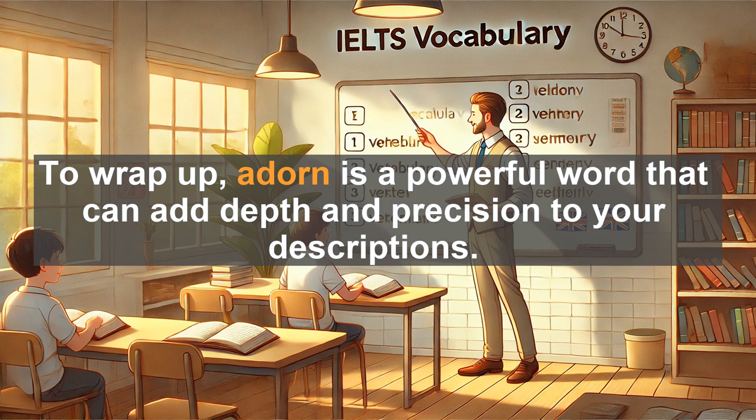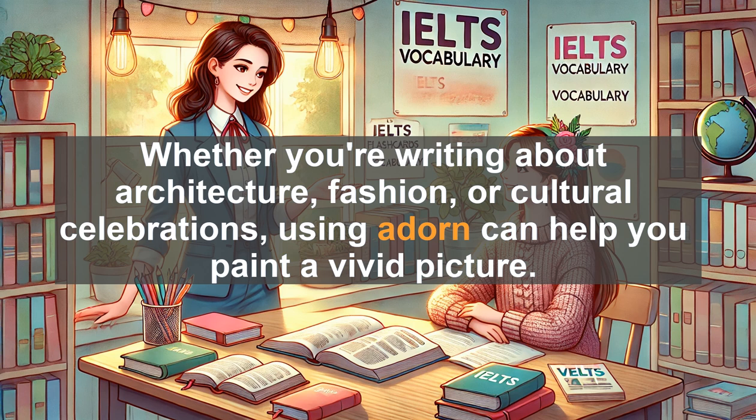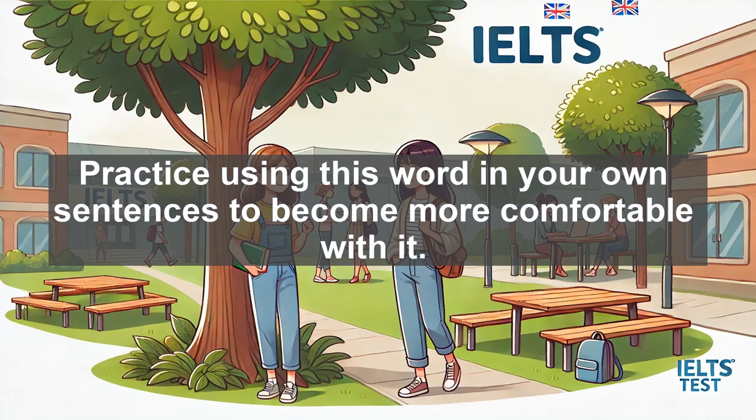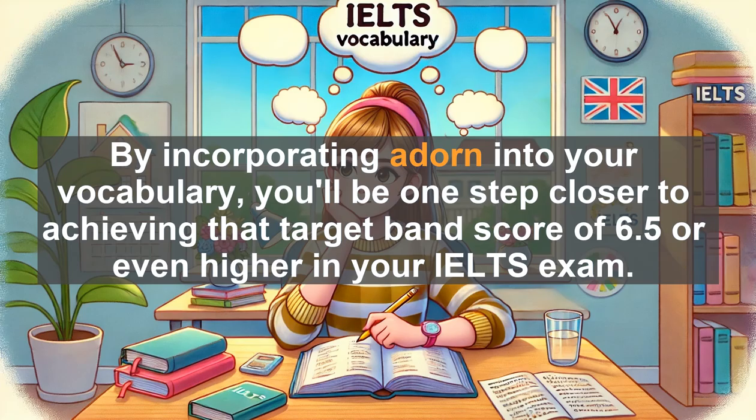To wrap up, adorn is a powerful word that can add depth and precision to your descriptions. Whether you're writing about architecture, fashion, or cultural celebrations, using adorn can help you paint a vivid picture. Practice using this word in your own sentences to become more comfortable with it. By incorporating adorn into your vocabulary, you'll be one step closer to achieving that target band score of 6.5 or even higher in your IELTS exam.